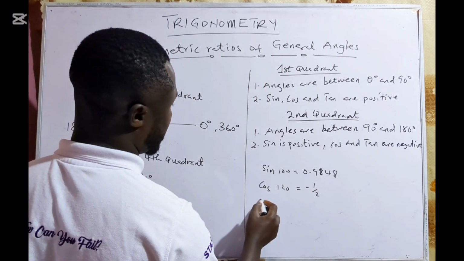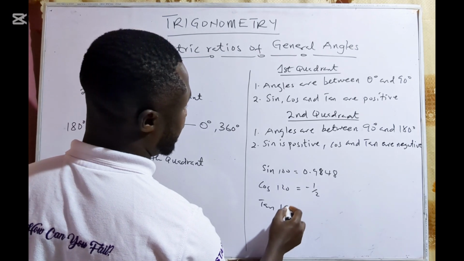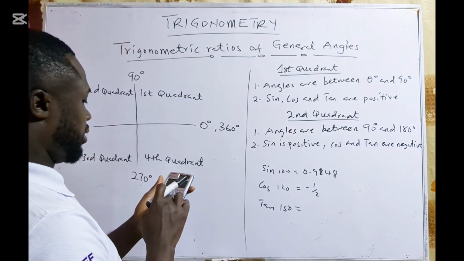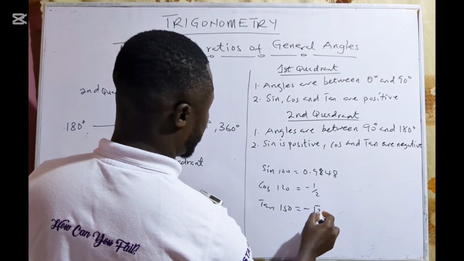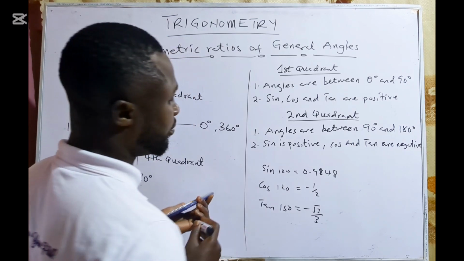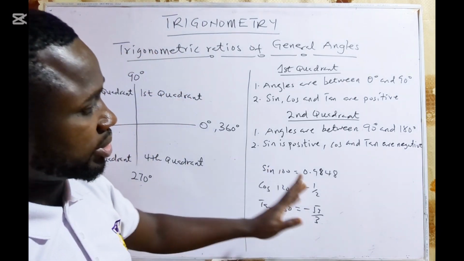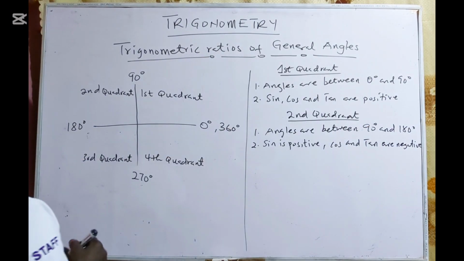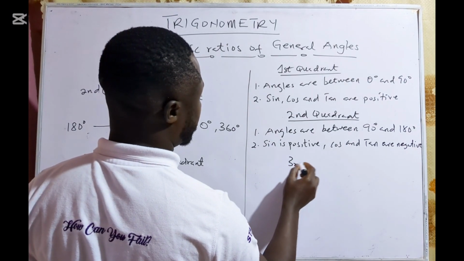You can try tan and see. Maybe tan 150. 150 is between 90 and 180. Tan 150 will give you negative root 3 over 3. You see? So it is telling you that when the angle is between 90 and 180, sine is positive, cos and tan are negative. So that is what is happening here. Let's go to the third quadrant and see.